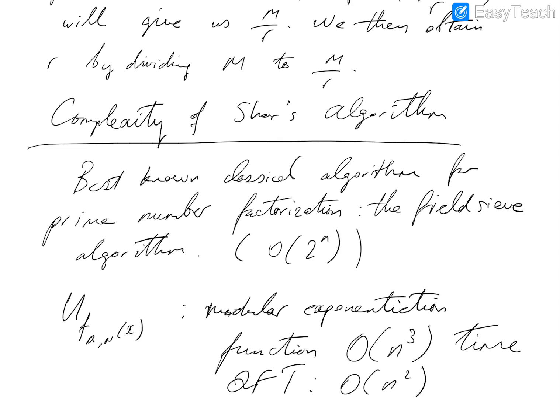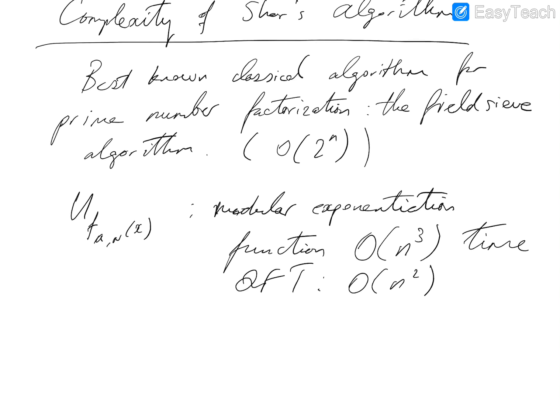We may repeat this algorithm to get a better approximation to r. If we repeat the algorithm log n times, approximately the running time of the algorithm is in the order of n cubed. Okay, and this is an exponential speedup over the classical algorithm, which is of exponential time, and it heavily relies on the use of the quantum Fourier transform and the power that it brings to quantum computation.